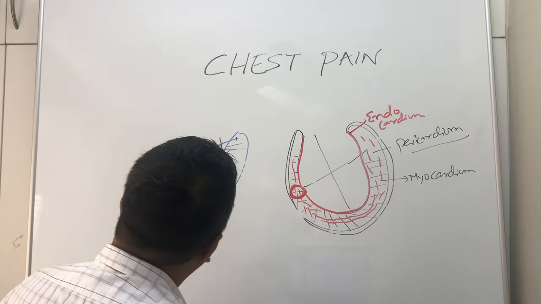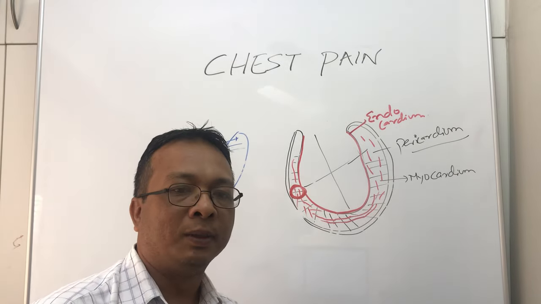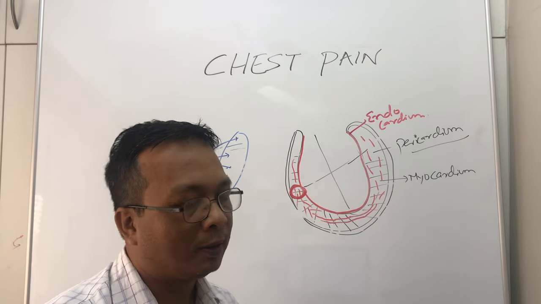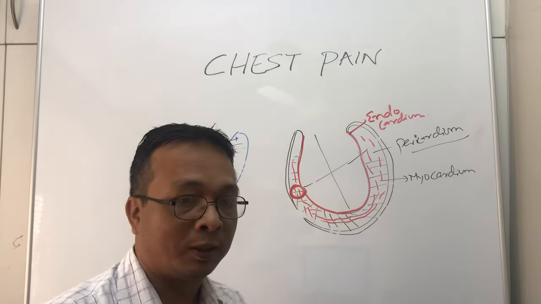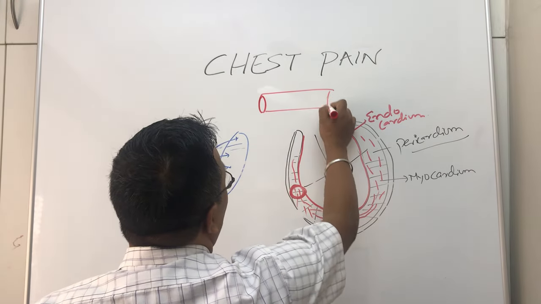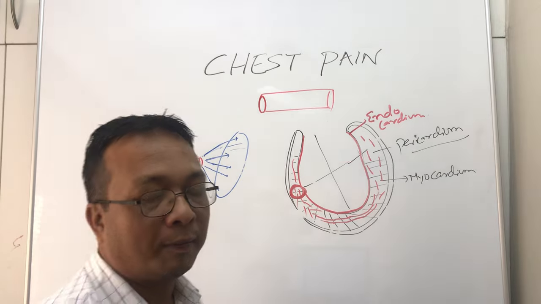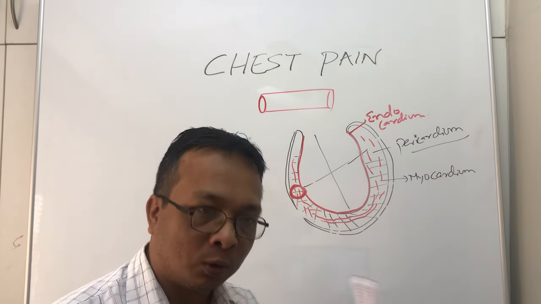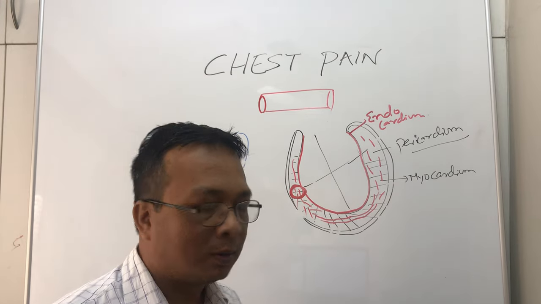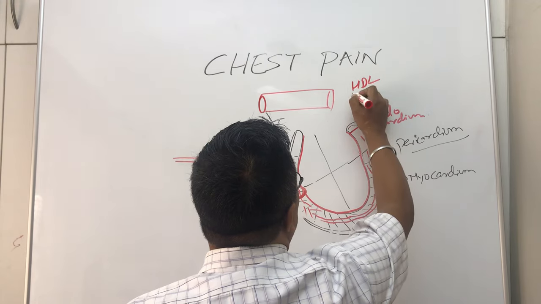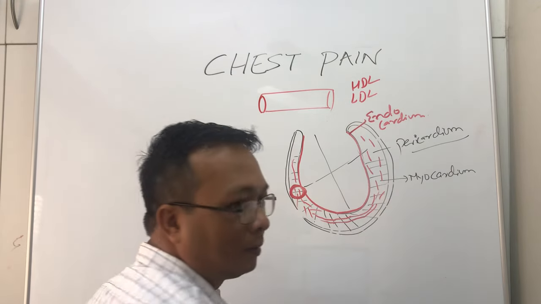Now let's imagine a person has high cholesterol in his body. So what happens if there is high cholesterol in the body? This is the blood vessel. Now there are two types of cholesterol. One is called good cholesterol, one is called bad cholesterol. The good cholesterol is called HDL and the bad cholesterol is called LDL.